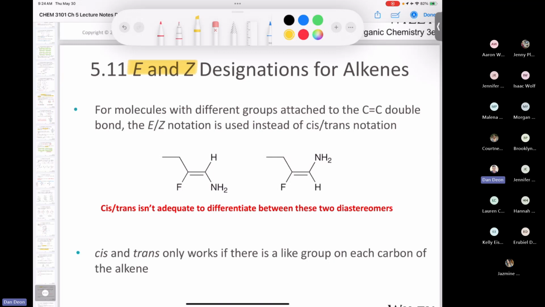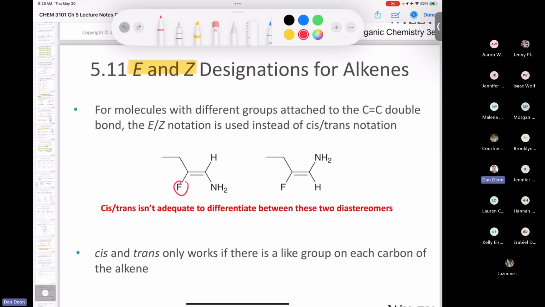Okay, so if we take a look at these two molecules here, you can see that they have the same number of carbons in their parent chain. 1, 2, 3, 4, 1, 2, 3, 4, right? On the first carbon, you have a hydrogen and an amine. On the second carbon, you have a fluorine, right? So they have the same connectivity, but are these two compounds identical? No, you can clearly see that they aren't. You see the fluorine and the hydrogen are on opposite sides, and they're on the same side here.